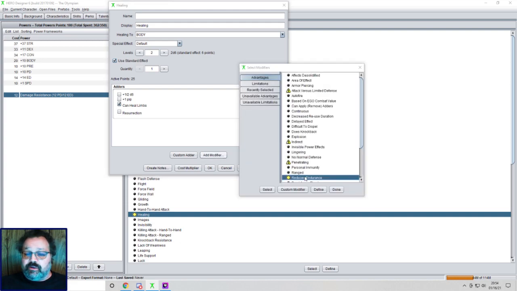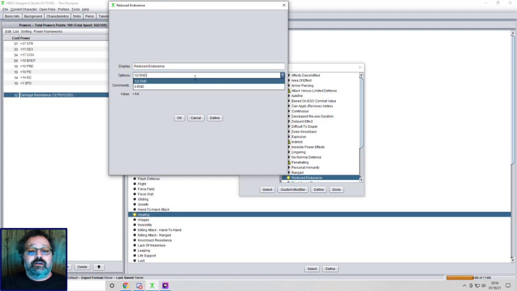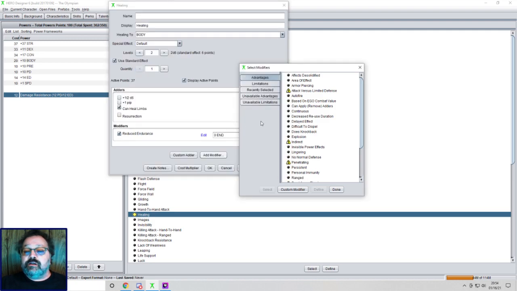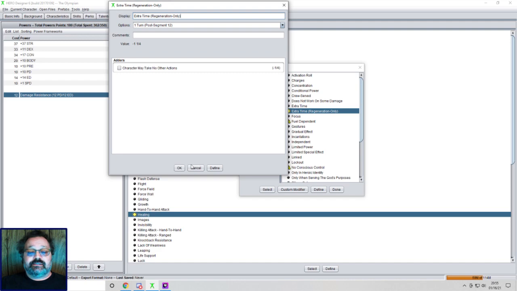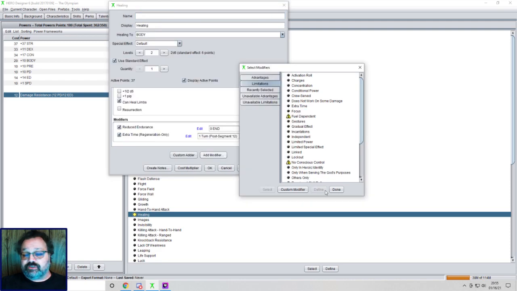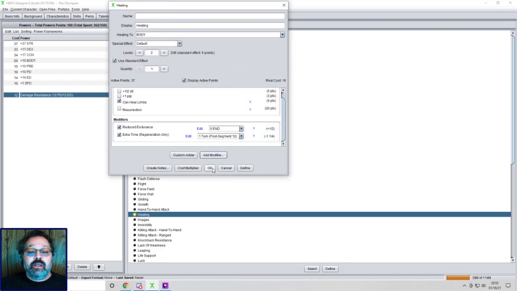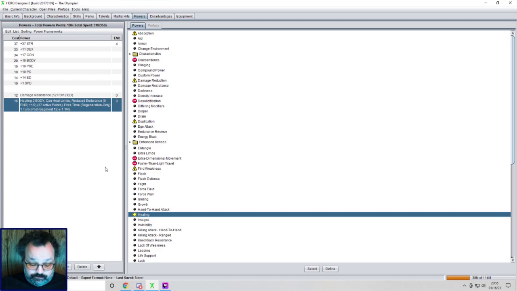Reduce the endurance. We're adding some modifiers here. Even healing and regeneration normally takes energy, takes endurance. So I'm making it where this time it does not. And I'm going to add extra time that he only gets this regeneration post segment 12. So like his other recovery. And so bam, for 16 points, he can heal 2 body back every turn, every 12 seconds.